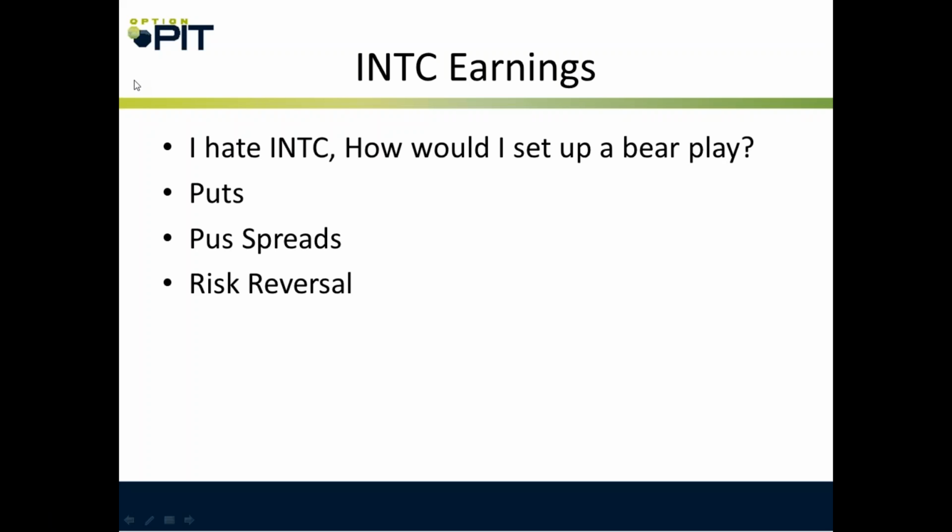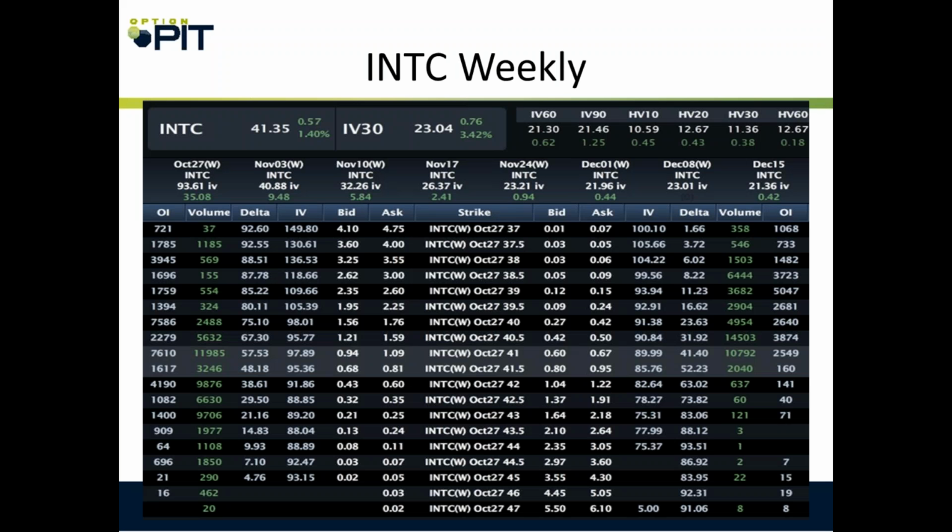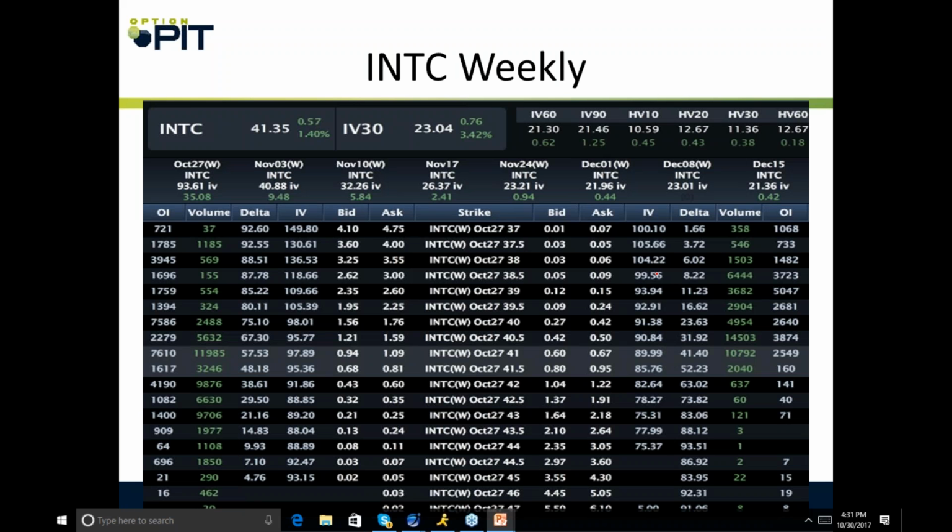All right, so I hate Intel. How would I set up a bear play? I would use puts or put spreads or risk reversal. Generally speaking, I'd rather own a put spread. Why? Take a look here. I can buy the 41 put for 65 and sell the 39 put at 50, we'll say 15. I'm paying 50 cents for a 2-point vertical. That is a much better trade.